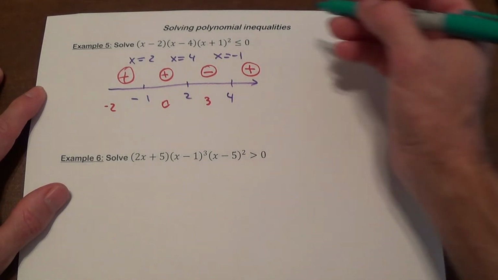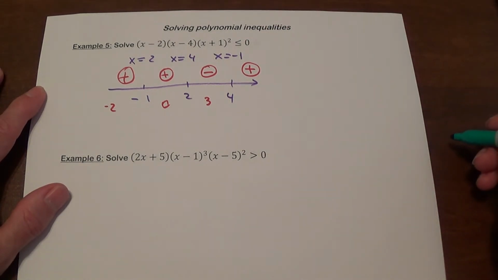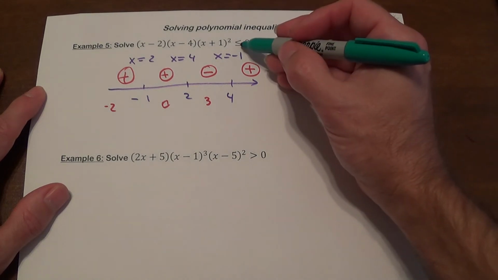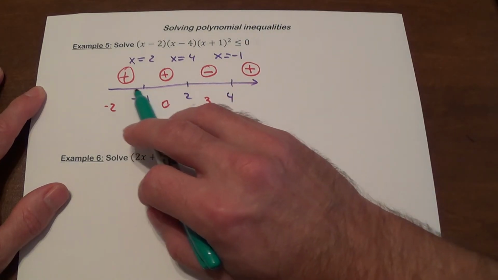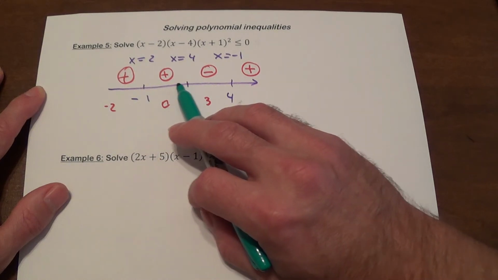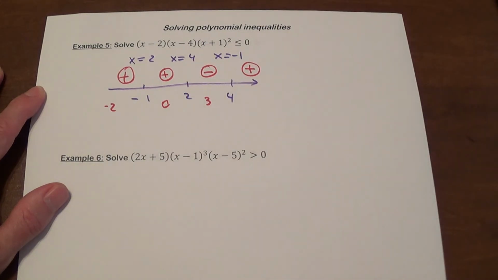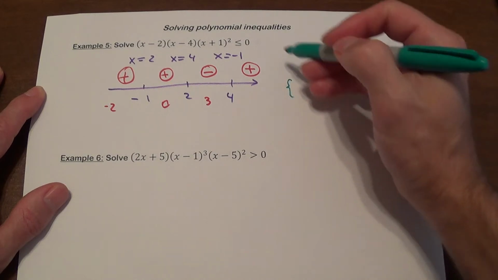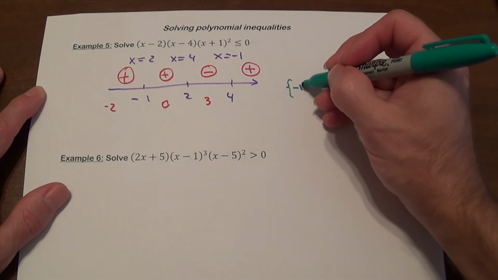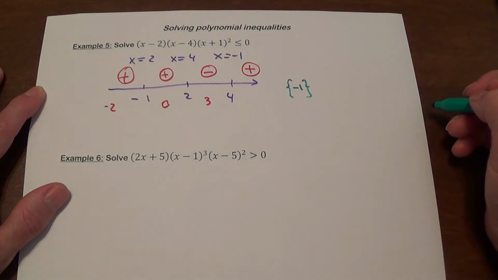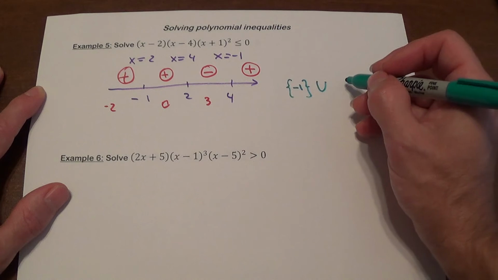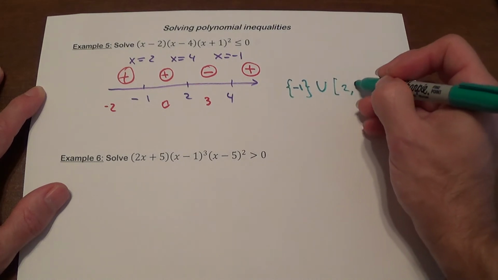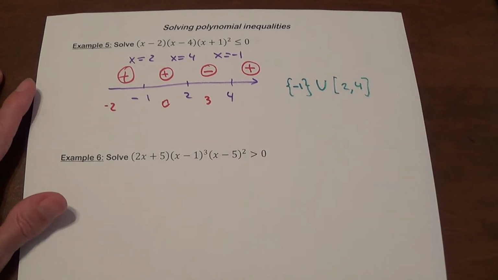We want it to be less than or equal to 0. We need to be very careful here because we allow for the sign to be negative or for the value to be 0. To the left of -1 positive, to the right of -1 positive, but at -1 it's actually going to be 0. And because we allow for the equality, we are going to include -1 as a single value, and we're going to unite that with the interval from 2 to 4, which is going to be a closed interval. So it's kind of an interesting solution here because of that.